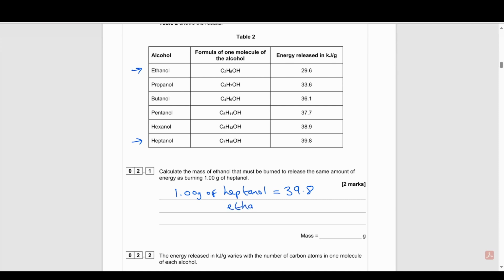We know the energy released for ethanol. That's 29.6 kilojoules per gram. We're trying to find out what the mass of ethanol would be to get that same amount. So for us to do that, we want to find out what's this difference, so how many times larger the energy released of heptanol is compared to ethanol. So the easiest way to do that is to just take 39.8 and divide that by 29.6. Once you do that, you just multiply your answer by 1 gram and you'll get your answer for the mass. So 39.8 divided by 29.6 will be 1.34. And of course, if you just multiply that by 1, it'll be the same. So our answer is 1.34 grams.